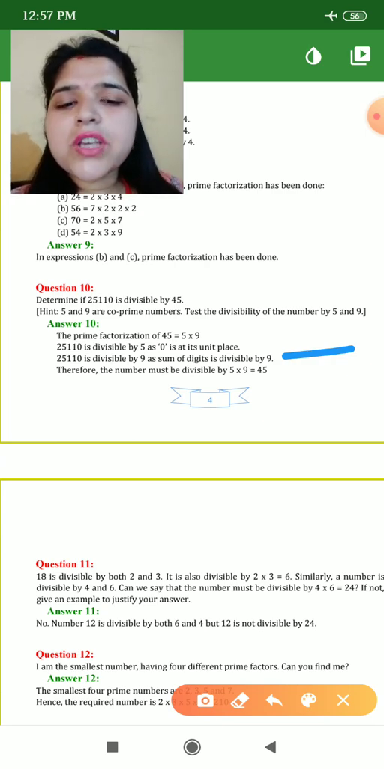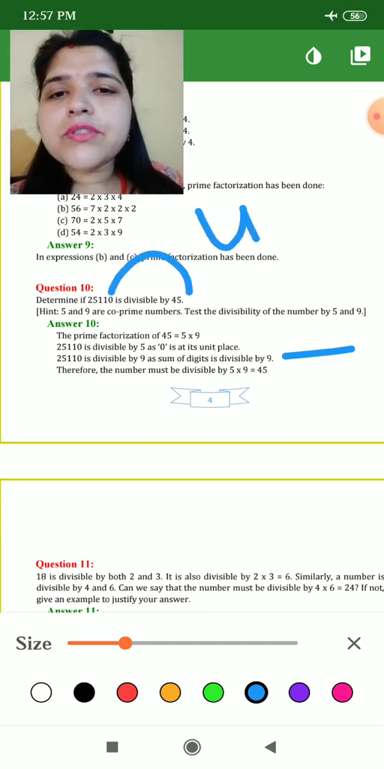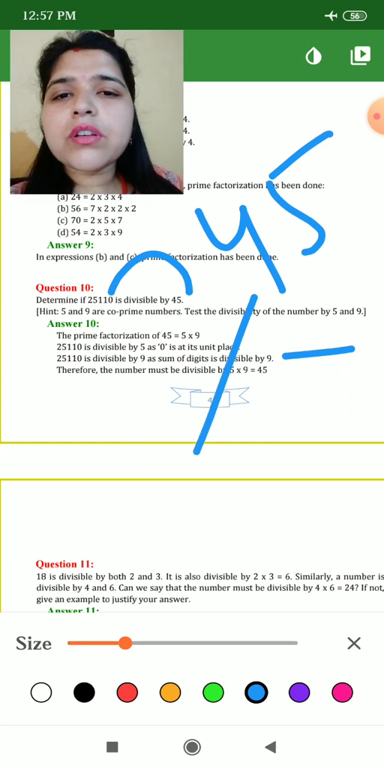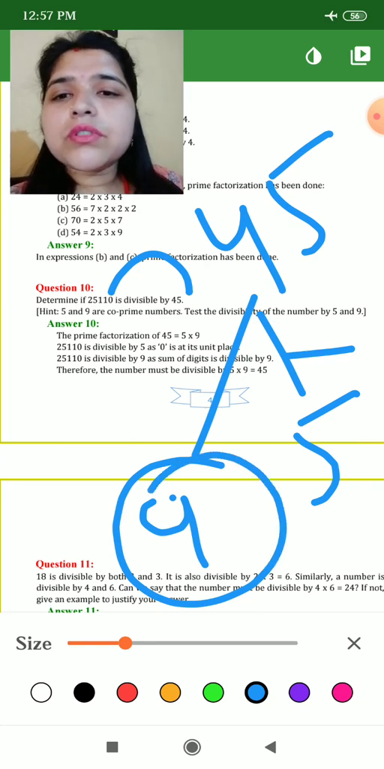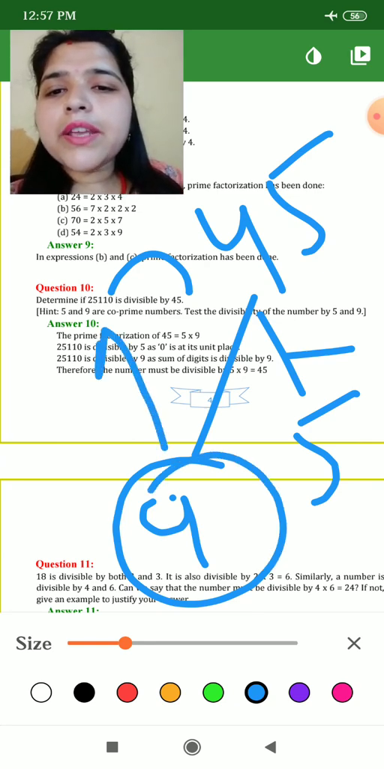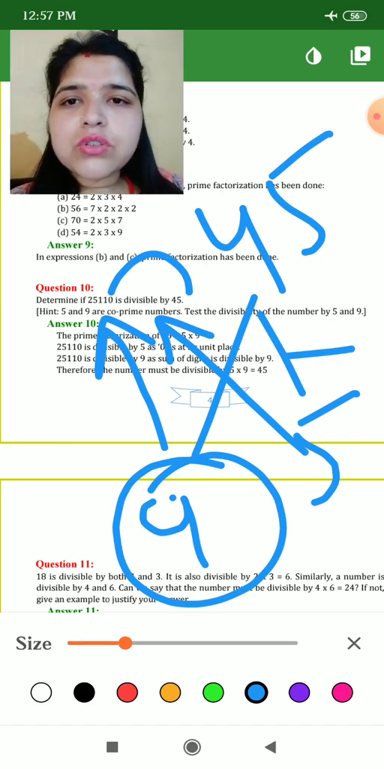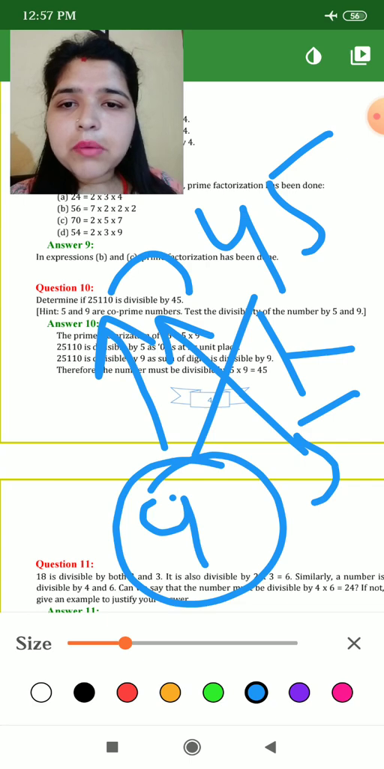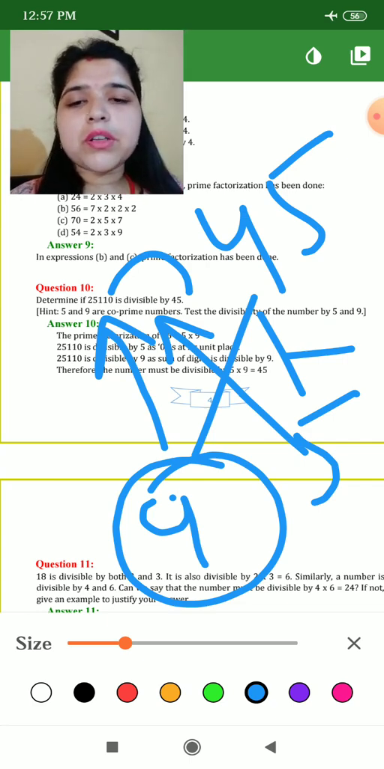Because see, we have to check whether this is divisible by 45. And what was the factor? 9 into 5, because this number is divisible by 9 and this number is also divisible by 5. So it means if the factors are divisible by that number, then the number is also divisible by that number. OK, so this is true for this.